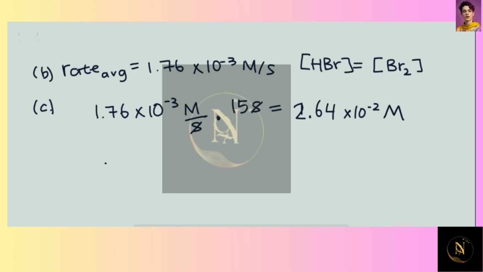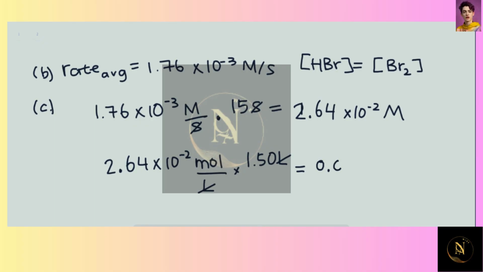And you know that this concentration, 2.64 times 10 to the negative 2, which is in moles per liter, is in a reaction vessel of 1.5 liters. So if you multiply that out, cancel out your units, and now you get a final answer of 0.0396 moles, which is about 0.04 moles.